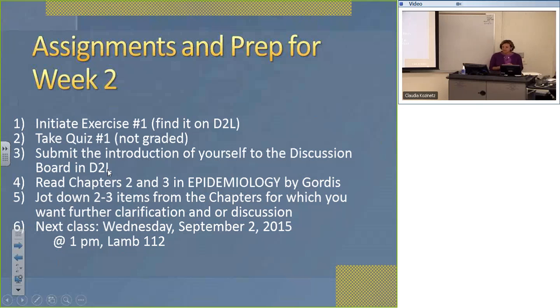Okay, just as a reminder, begin to initiate exercise 1, which you'll find in D2L. It's cryptosporidiosis in Georgia. It's a case study. It provides you objectives of the exercise, a story, and places where you can jot down your answers. Once again, that's not due for a bit of time, but at least make sure that you can find it. Take quiz number 1. It's not graded. Remember, you only have 15 minutes to take it, and then you'll be timed out. So get yourself ready before you hit the button.